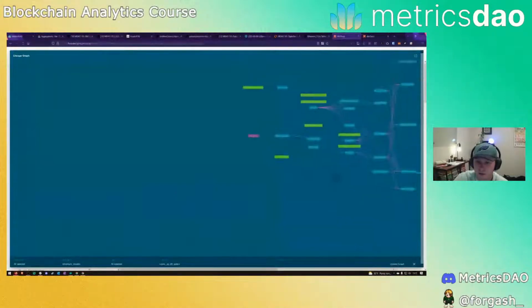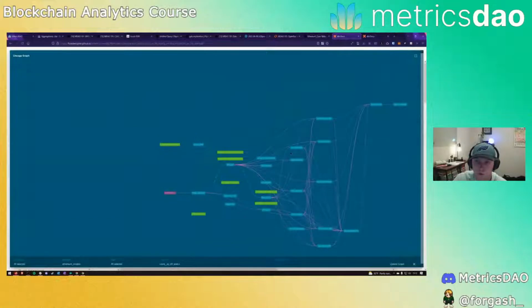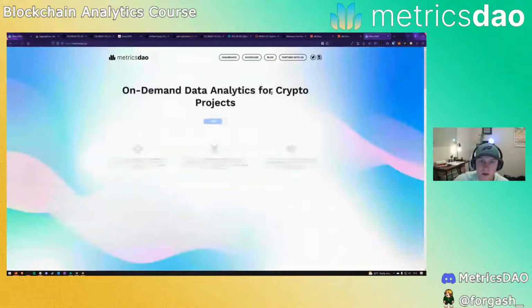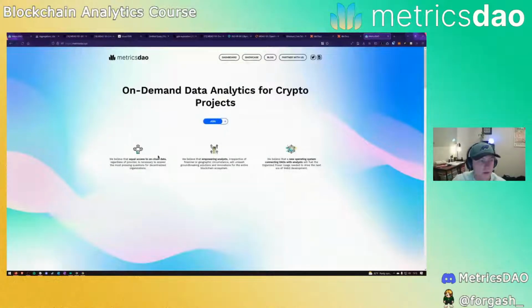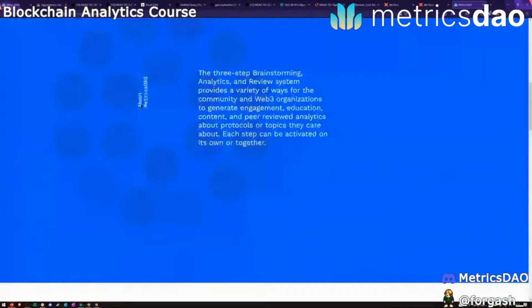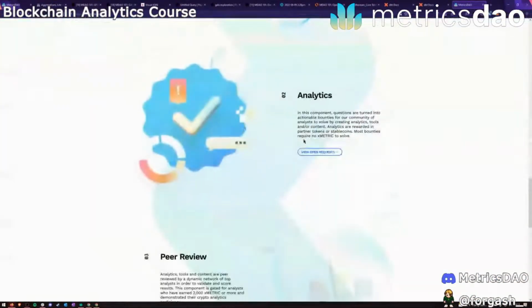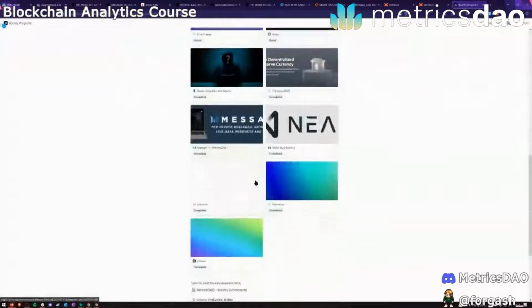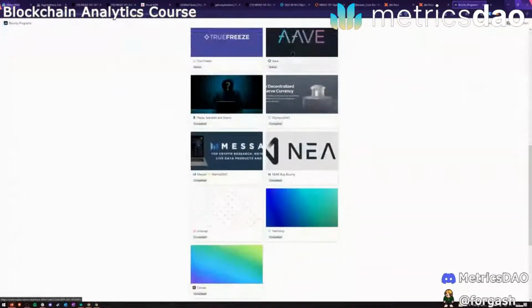But that being said, there is a lot that can be done with what we've learned so far. MetricsDAO does run a bounty program. There are a couple open at this point. So if you want to find it, MetricsDAO.xyz. But most importantly, go down to analytics, open requests. Most importantly, there have been ones that have already run.